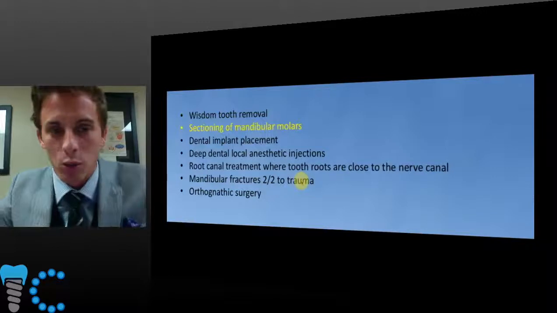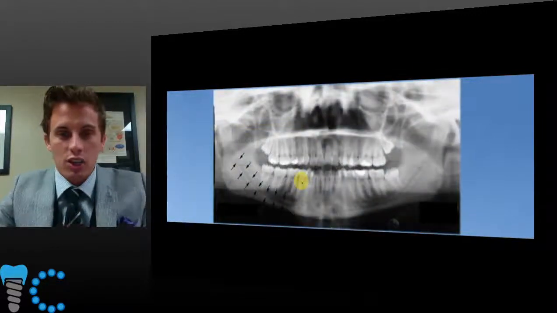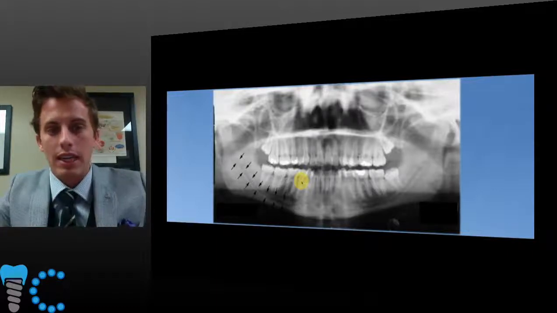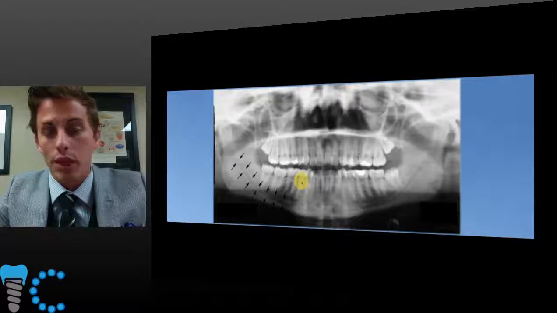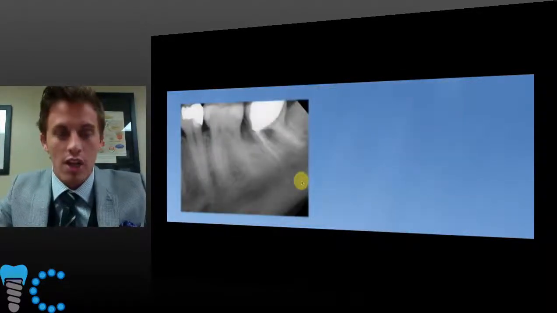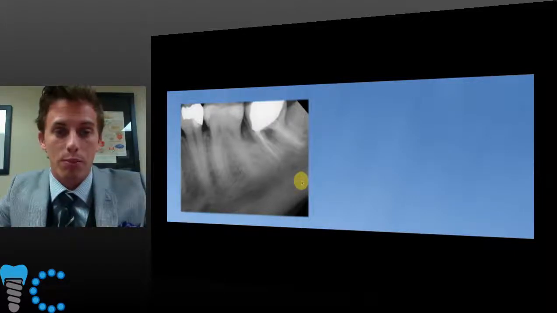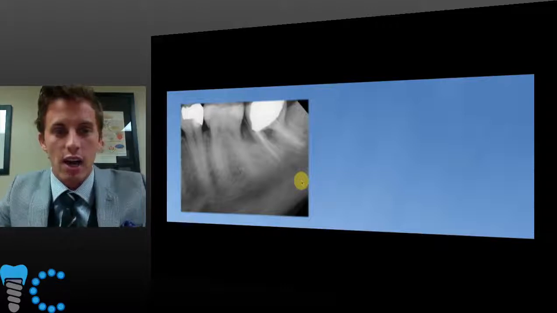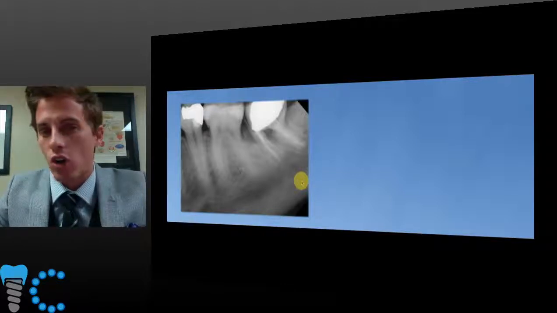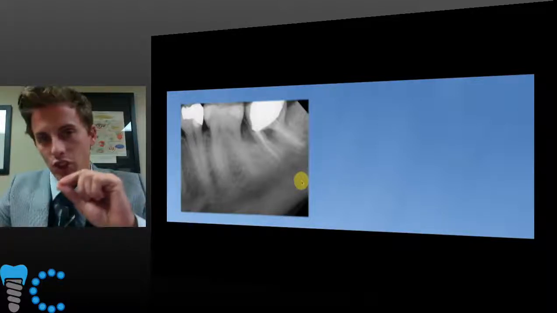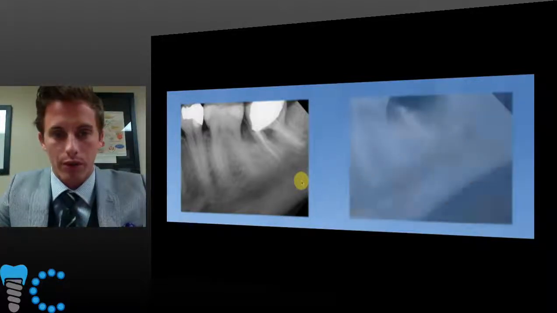Sectioning mandibular molars, another common thing. So we see here, this is an orthopantomogram of medium quality, but here the important thing is we can see the canal. The canal is highlighted by the black arrows. This is a case that I'm going to present. This was not my case, but I oversaw the case where a general practitioner had caused inferior alveolar nerve injury secondary to sectioning a mandibular molar.